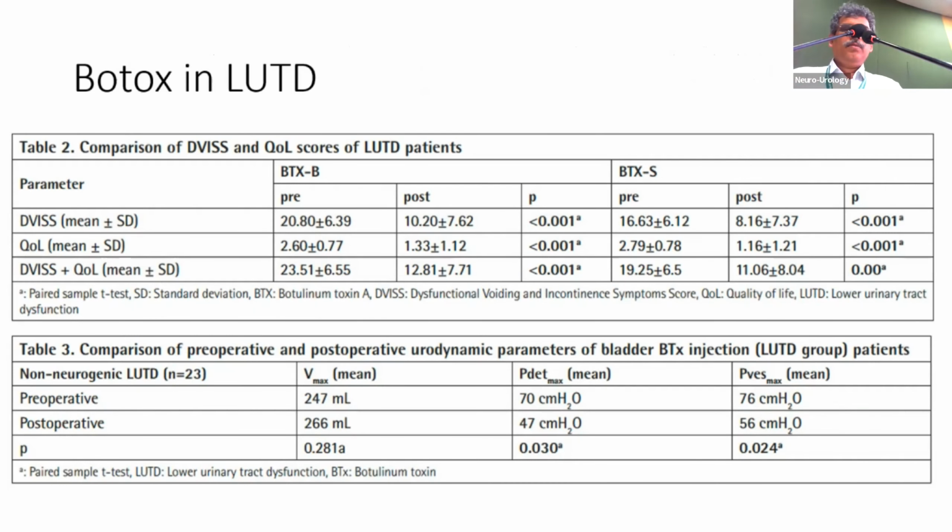If you are looking at Botox in lower urinary tract dysfunction, non-neurogenic dysfunction, yes, it does improve the number of voids. It increases the bladder capacity. It also improves the quality of life, because you look at the side effects of anticholinergics, and the majority of them are avoided with Botox, but that doesn't mean this is absolutely a wonder drug. In the urodynamic parameters, Vmax improves, P detrusor definitely comes down, and the bladder capacities improve.